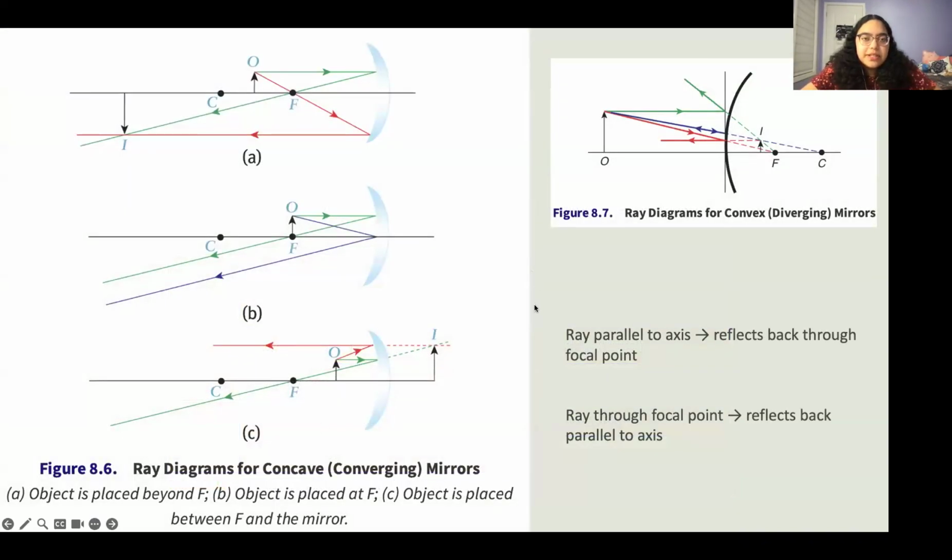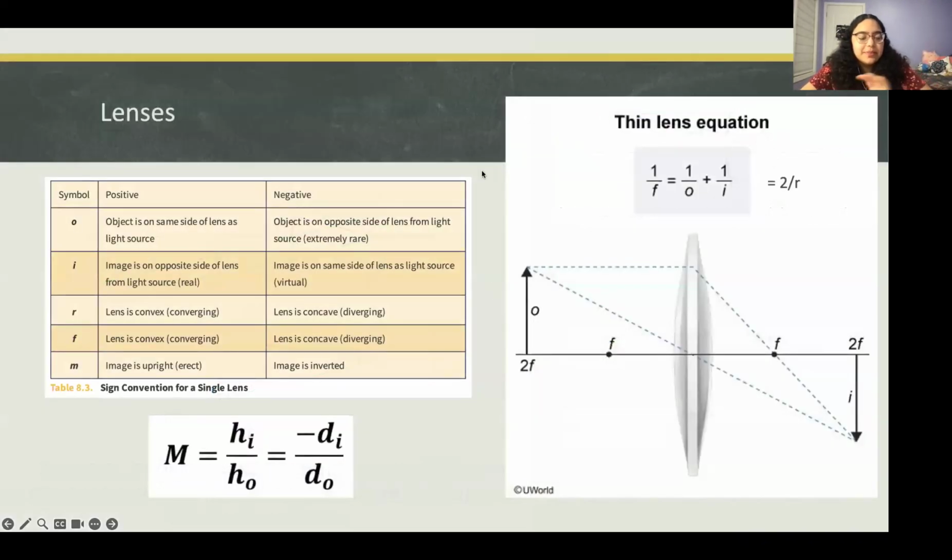So these are ray diagrams for concave versus convex. Again, it's good to know which looks like what. And like I said, you want one ray parallel and then one through the focal point. And I think after that is lenses. Okay, so that's mirrors.